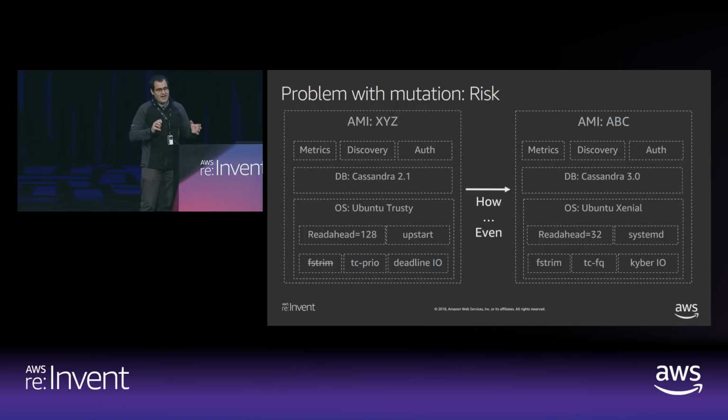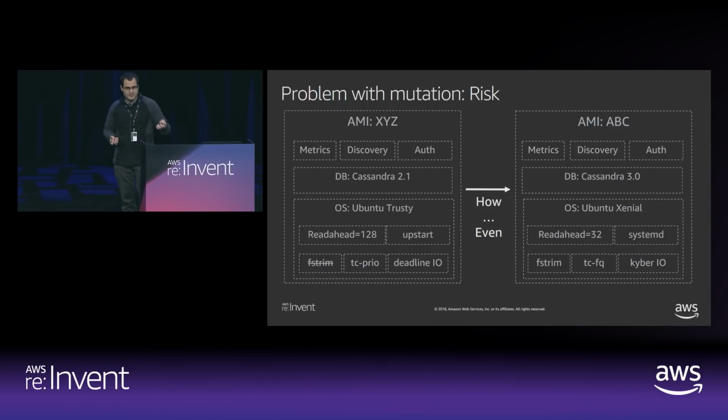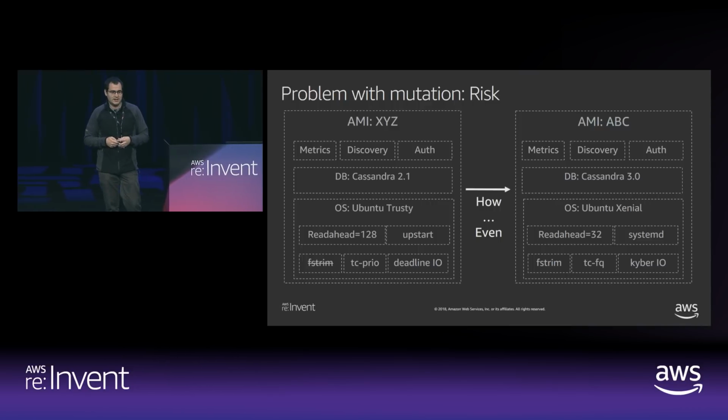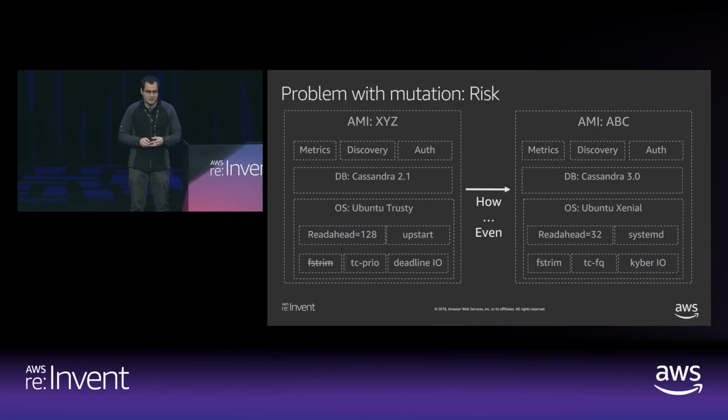So we want to mutate that instance over to the instance on the right with AMI ABC. And some things that I want to call out are some particularly tricky parts of this mutation. For example, we're trying to go from one version of a database to another. That's fun. We're trying to go from one version of an init system to another, from Upstart to systemd. We're trying to go from one set of well-tested Ubuntu packages in Trusty to another set of well-tested packages in Xenial. And we're trying to change disk I/O schedulers and network I/O schedulers.